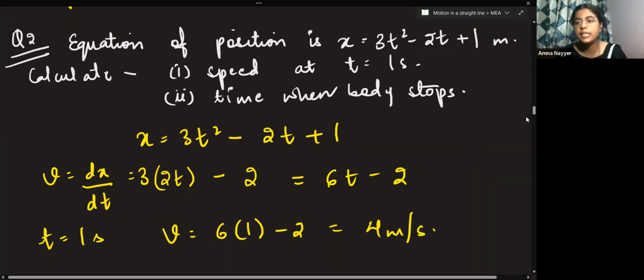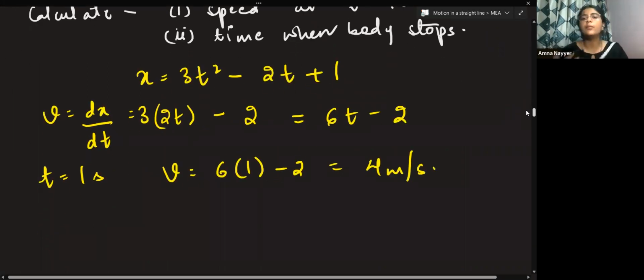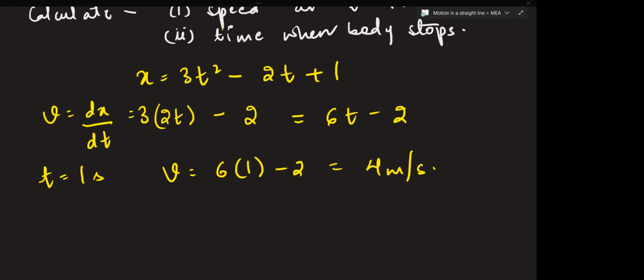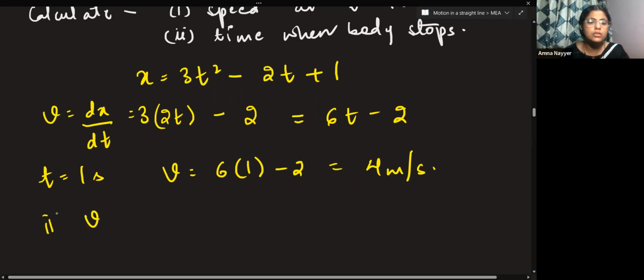Now the second part asks for the time when the body stops. When the body stops, what will be the speed? Zero. If the body has stopped, then obviously the speed will also be zero. This is the second part, and this was the first part. So speed is zero because the body stops.